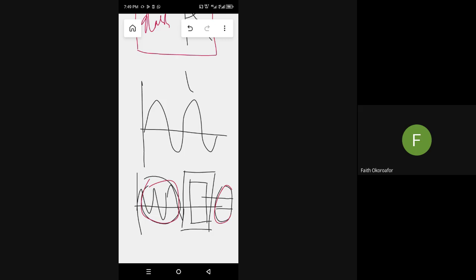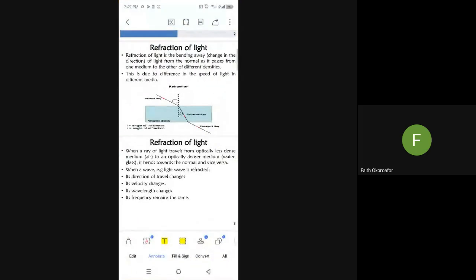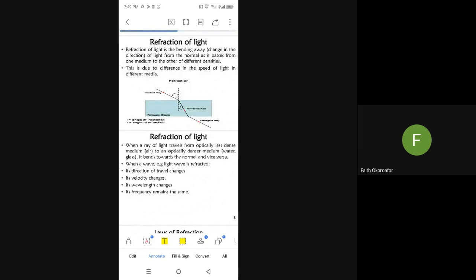All right. So let's go to our slide. Yes, the first slide. Who is reading? Refraction of light. Refraction of light is the bending, that is changing direction of light from the normal as it passes from one medium to the other of different densities. This is due to difference in the speed of light in different media. Good. Do you want me to explain anything there? No, sir.